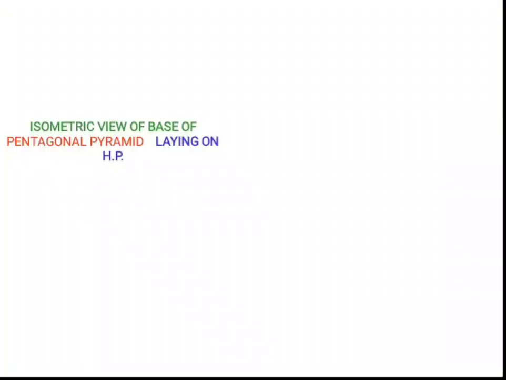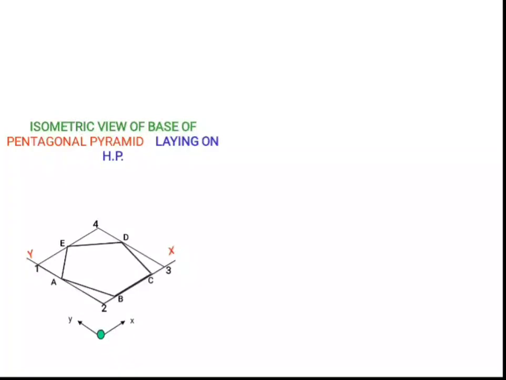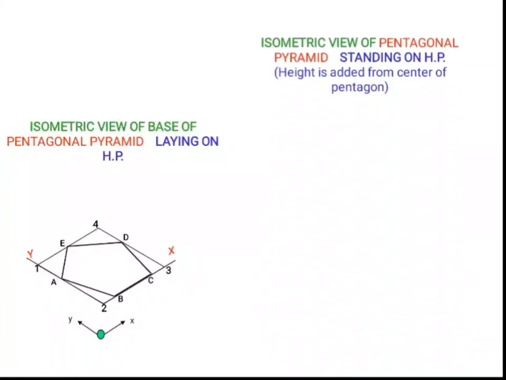Okay. Now the isometric view of the base of a pentagonal pyramid on a horizontal plane will be like this. The top view is constructed by taking the x axis and y axis. Draw the pentagon, enclose it in a rectangle, then start the isometric view by taking the x and y axes 30 degrees inclined like this. Now we can draw the isometric view of a pentagonal pyramid resting on a horizontal plane.